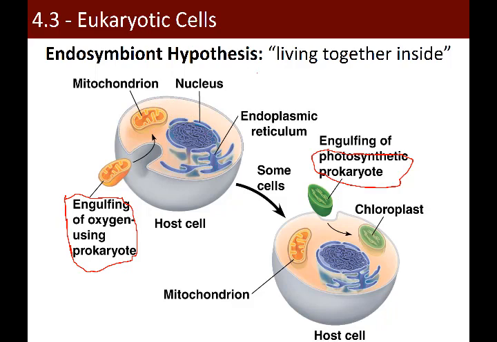So that would lead to what we call endosymbiosis. And endosymbiosis literally means living inside together. And so we have lots of examples of endosymbiosis now, both in microscopic life and in larger life, where one organism lives inside of another organism and the two organisms live together. If this situation is beneficial to both organisms, it becomes a mutualism.